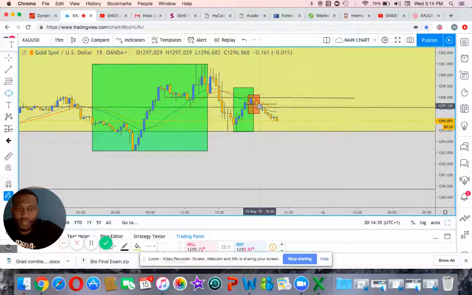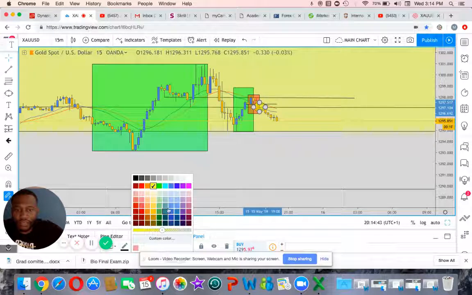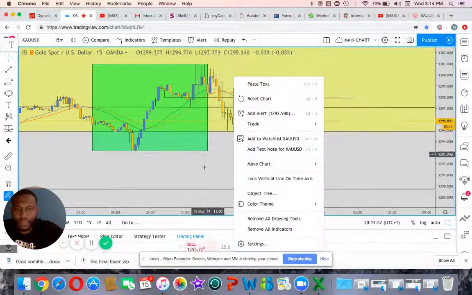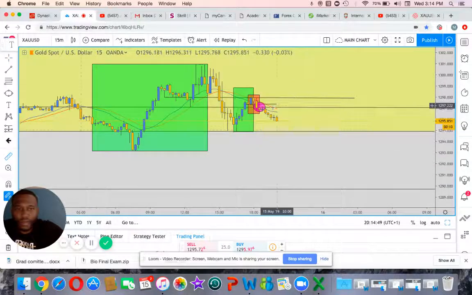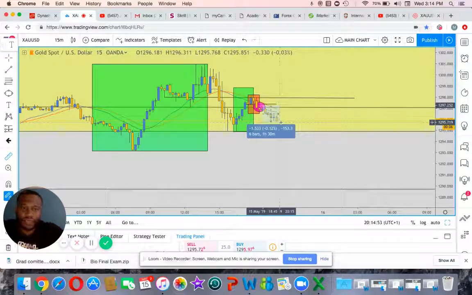Entry opportunity is going to be right here. Entry opportunity right there. You take that sell. Right now, you're currently 15 pips in the game.